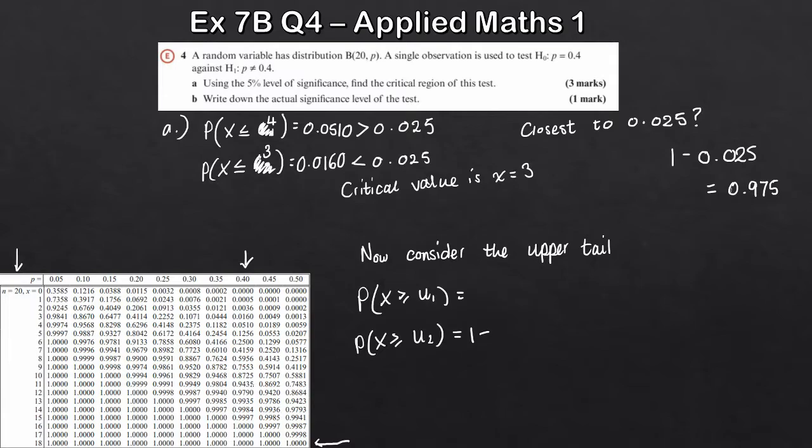So what's that value? 0.9435. So that's 11. But remember, because this is an upper tail test, because we're doing greater than or equal to, we've got to do 1 minus that probability. So that corresponds to 11, so this has to be 12. This is a little bit tricky, and I don't think I explained it particularly well. But it comes with practice, and you will get used to this method.